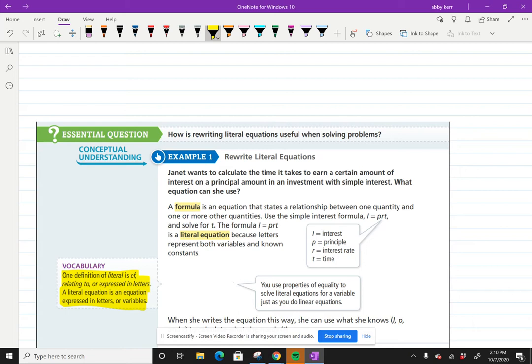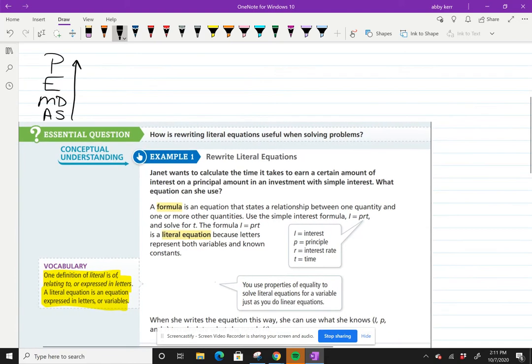So the first thing I want you to remember is that our goal is still to solve for a variable. Now you have to pay attention to which variable you are going to solve for. And you still need to do the inverse operation. So we're still going to start with adding and subtracting and move all the way up to multiply, divide, all that good stuff.